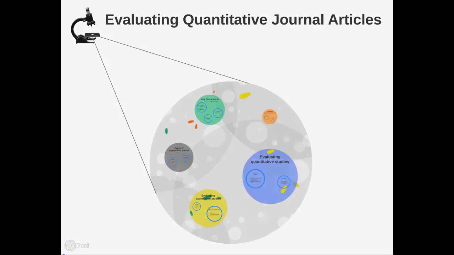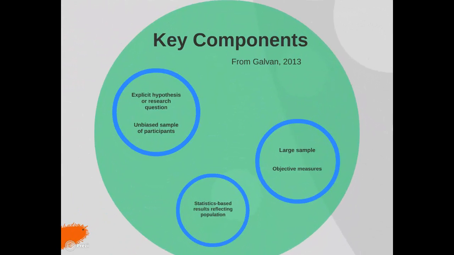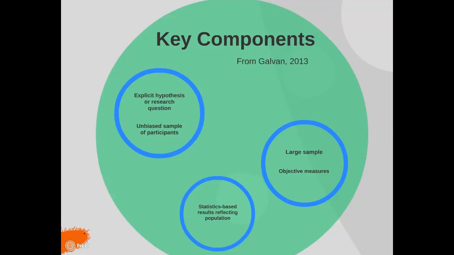Evaluating quantitative journal articles. Galvan describes quantitative research articles as easy to spot because of the prevalence of statistics in these articles. Galvan presents the following aspects as key components of quantitative studies.